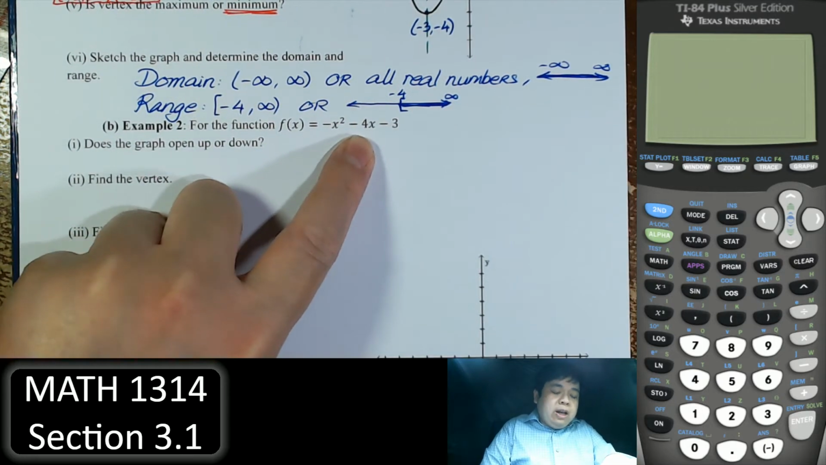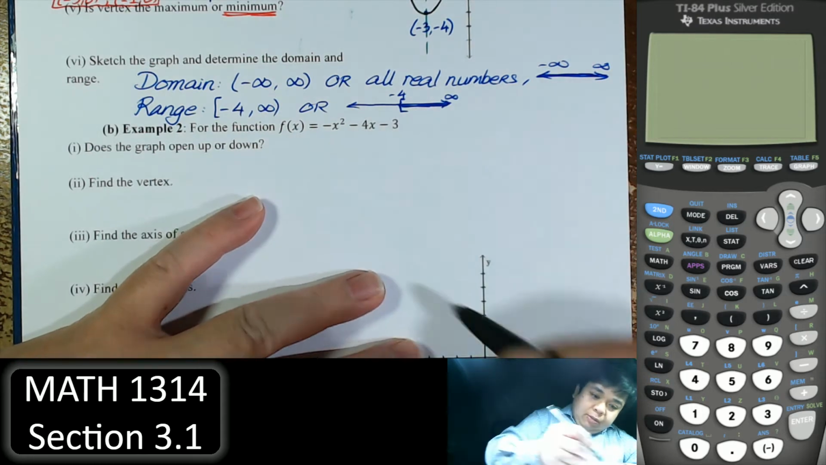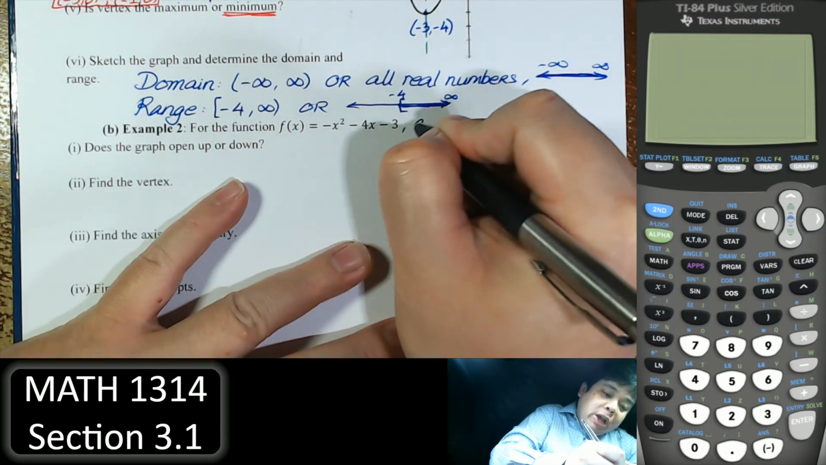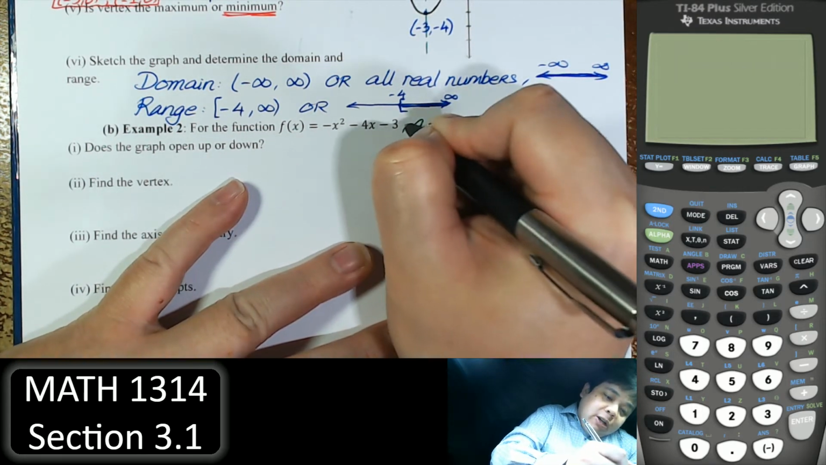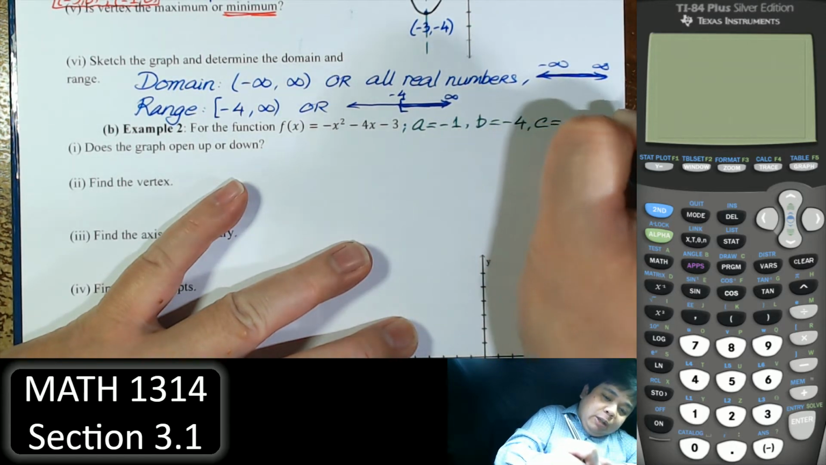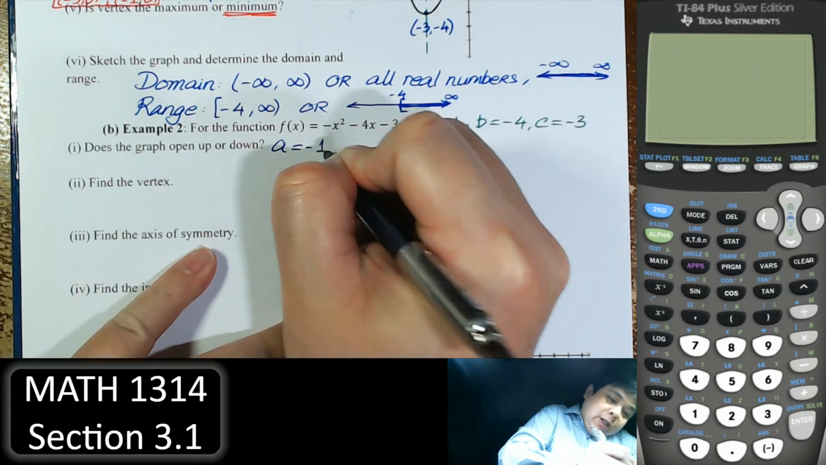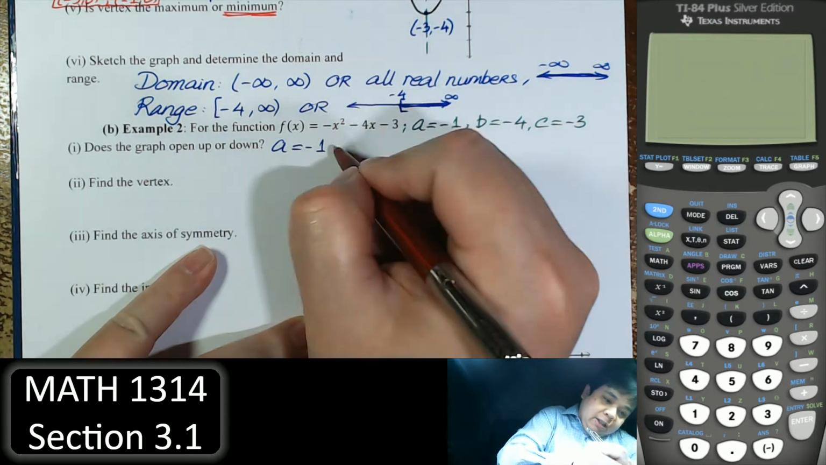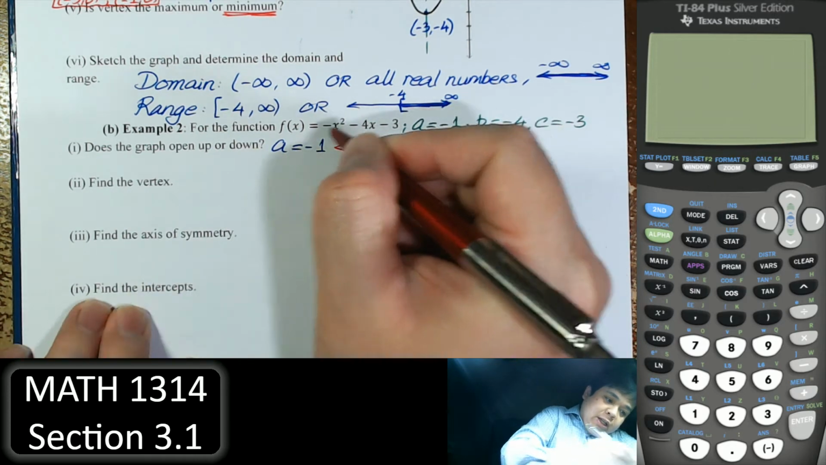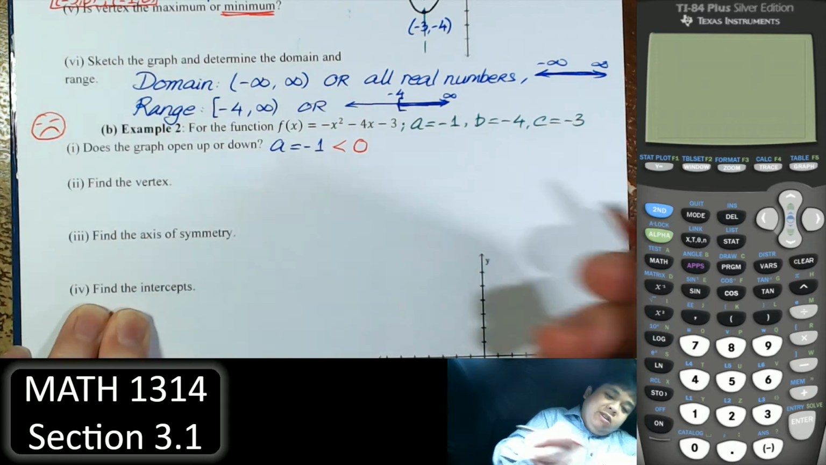Negative x squared minus 4x minus 3. Does the graph open up or down? Here we have a is negative 1, b is negative 4, and c is negative 3. A equal to negative 1, so it is negative. Of course, negative opens down.